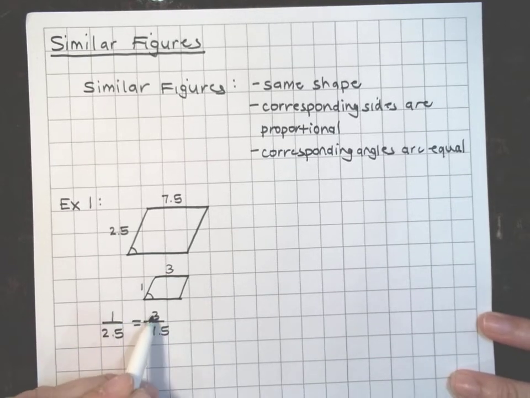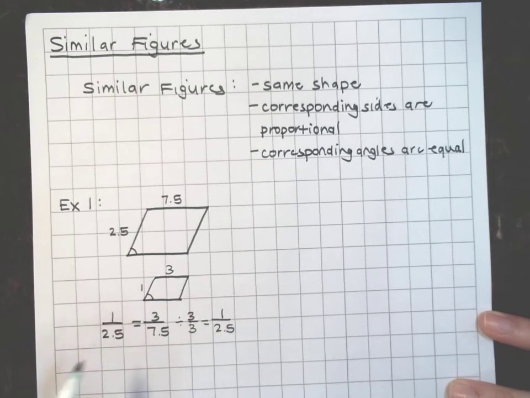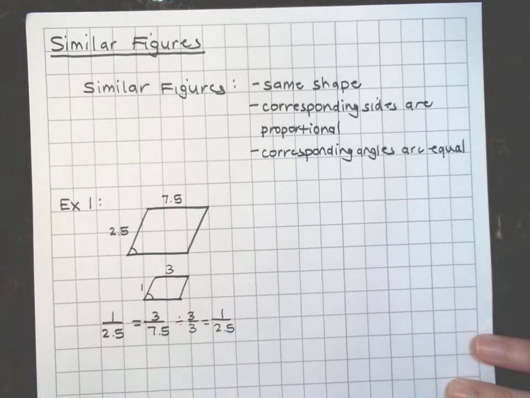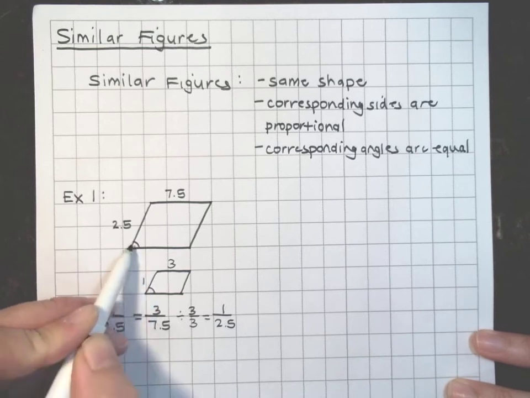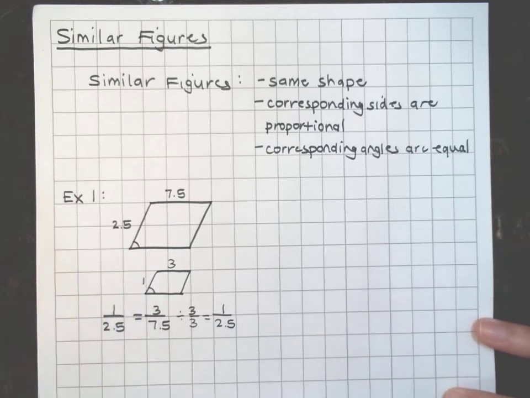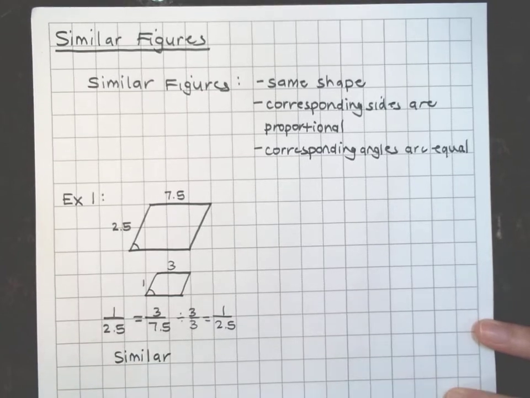Now, if we simplify this, if we divide this by 3, we get 1 over 2.5. So the sides are proportional and the corresponding angles are equal or congruent. So that's enough information. We know then that those are similar.